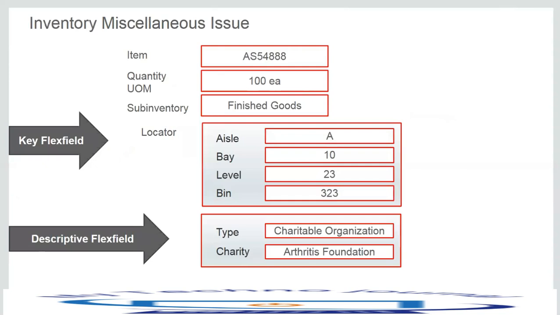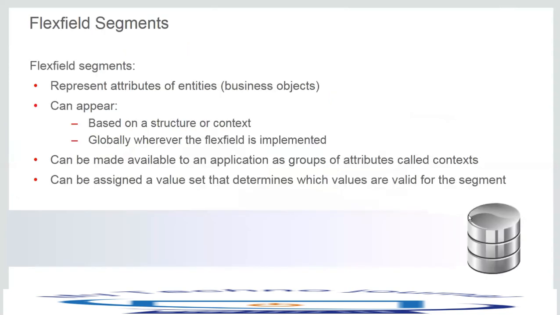So this diagram depicts some miscellaneous issues in the inventory using flex fields. So the flex field segments are made available to end users as individual fields in the application user interface. Segments correspond to the user-defined attributes of an entity.